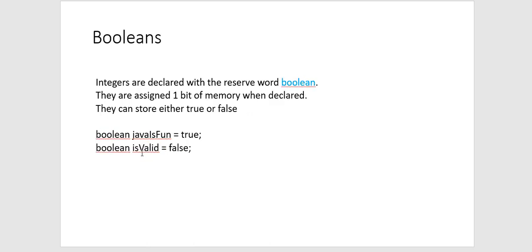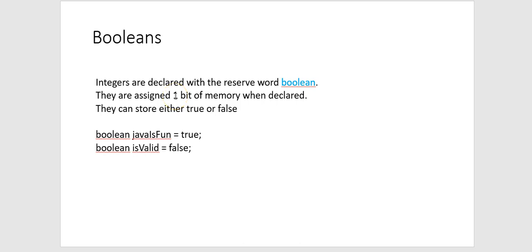Finally, we have booleans. Integers, I'm sorry, this should say booleans are declared with the reserved word boolean, so that's a mistake in this slide. They are assigned 1 bit of memory when declared. They can store either true or false. So since there's only 2 values that I need to worry about, 2 to the first power is 2.